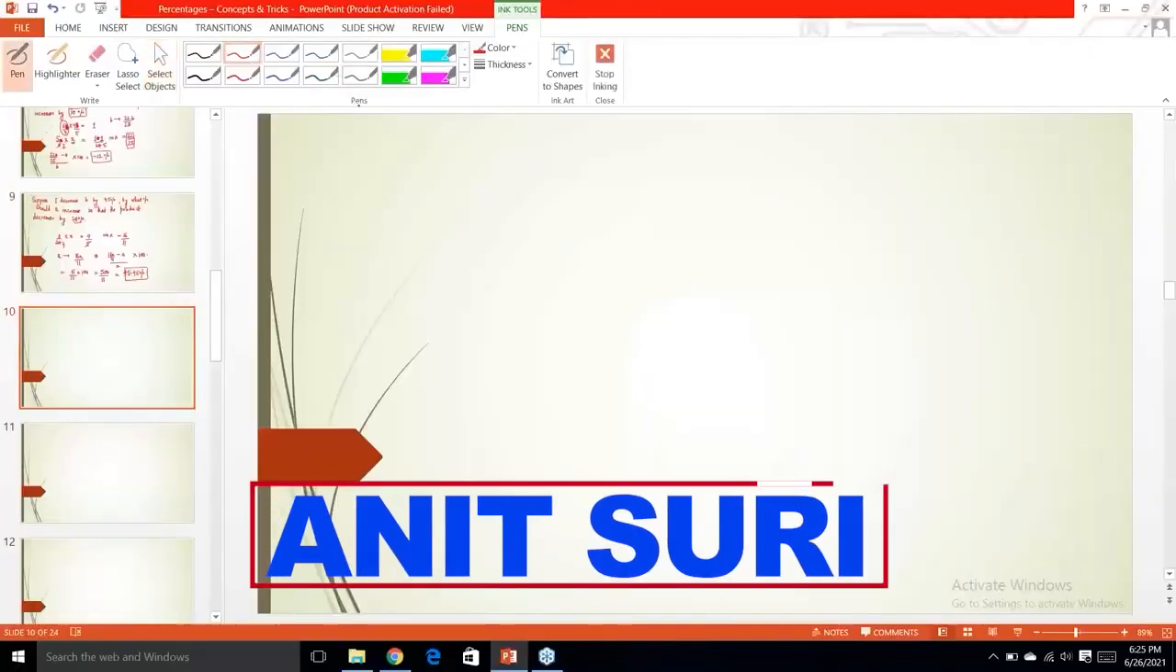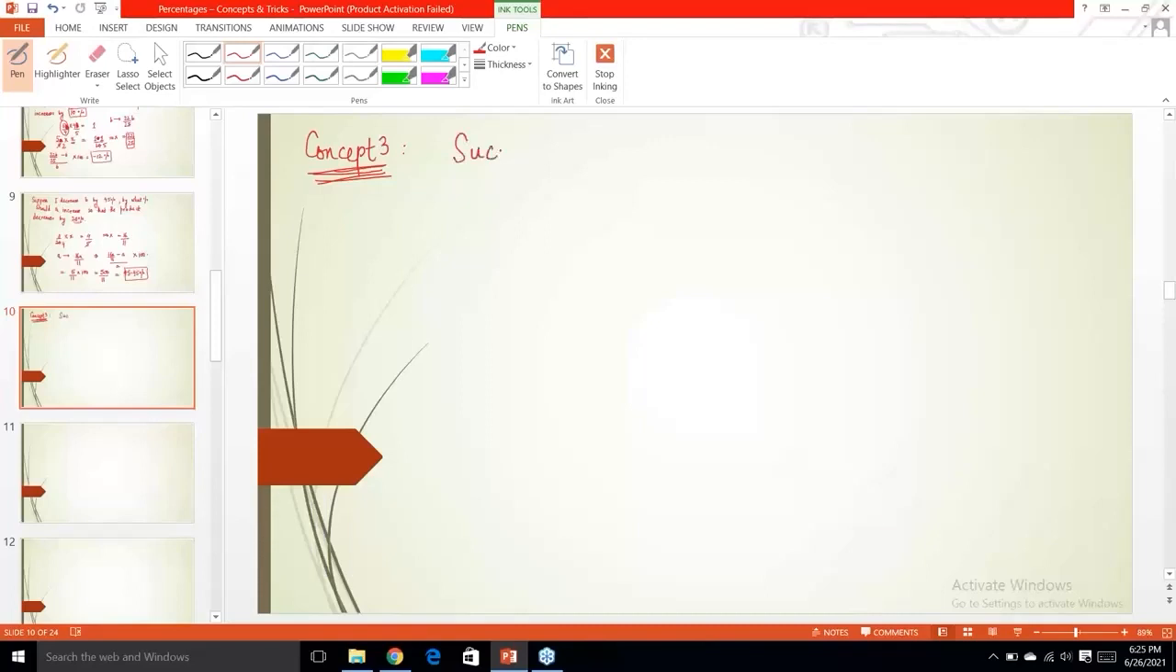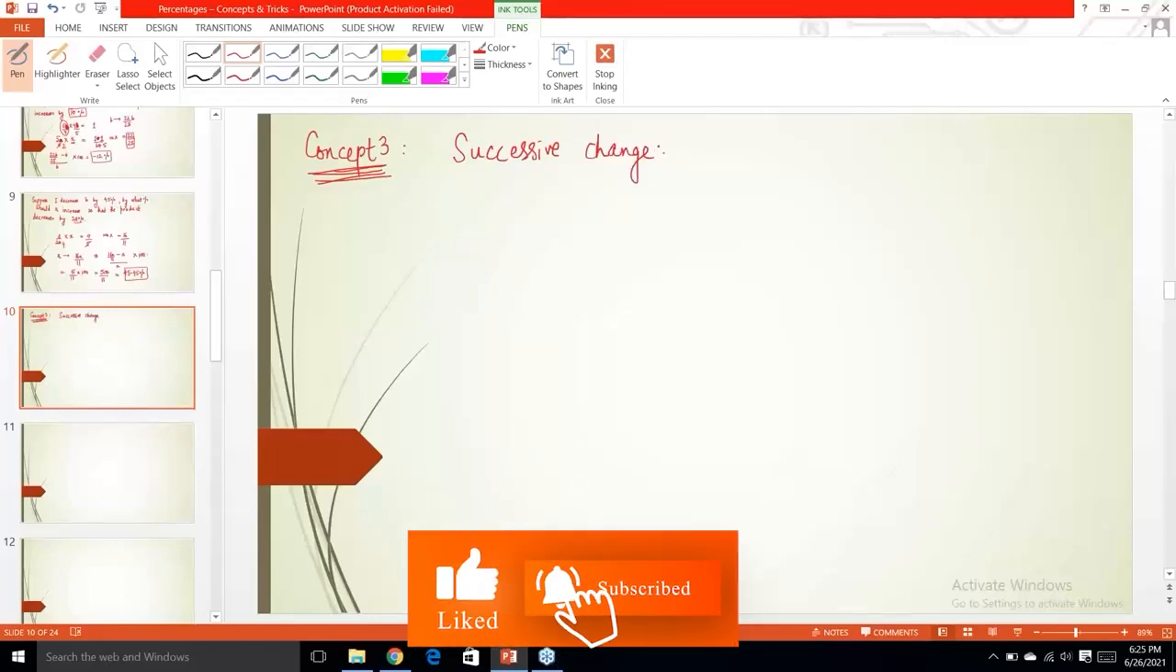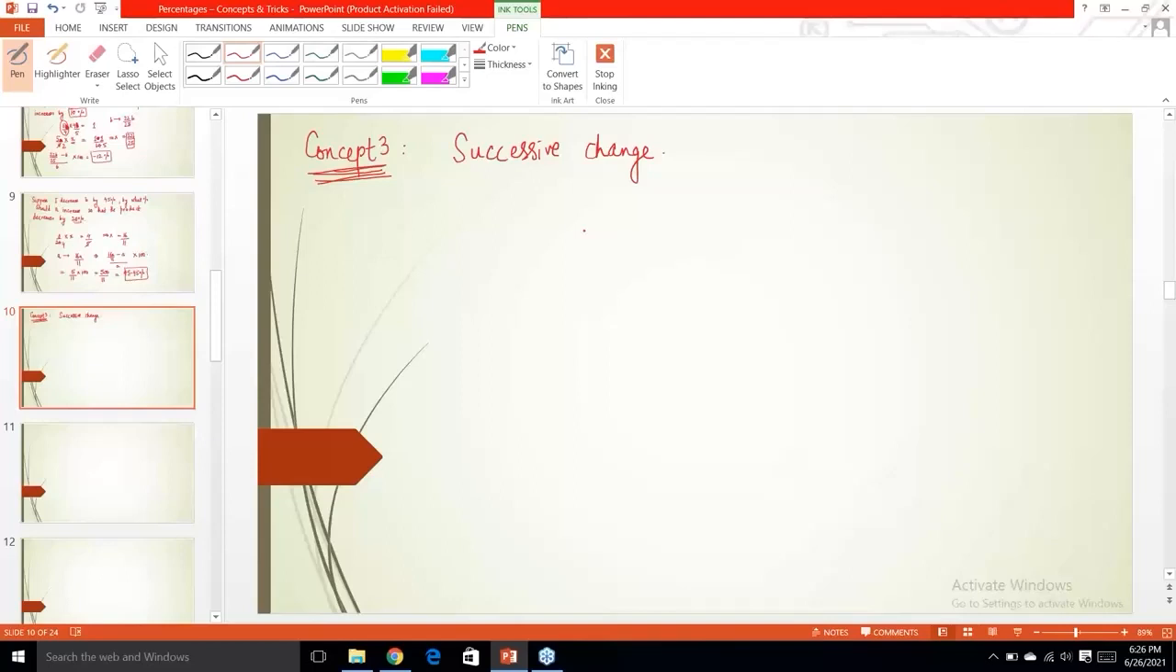So let us move on to concept 3. The concept, as somebody was talking about, is the idea of successive change. Successive change could mean increase, decrease, successive increases, an increase on increase, or a decrease on decrease, or an increase on a decrease, or a decrease on an increase, anything, right? And it could be applied to more than 2 also.